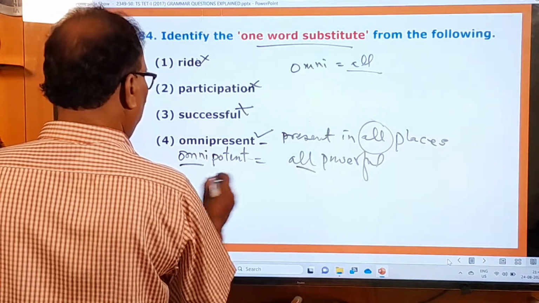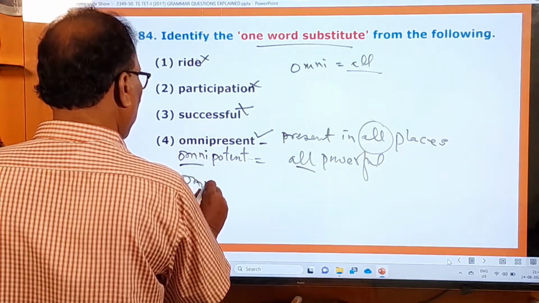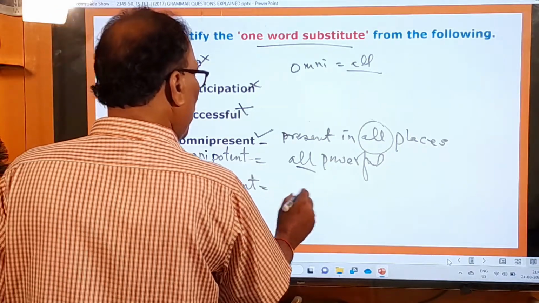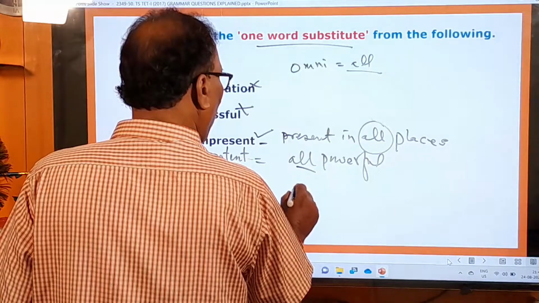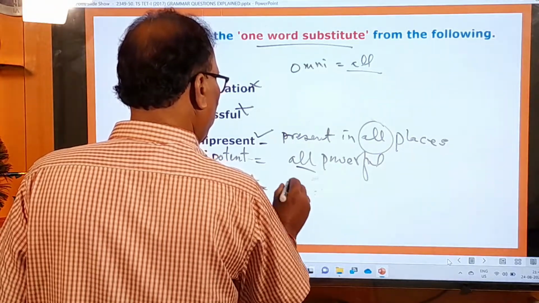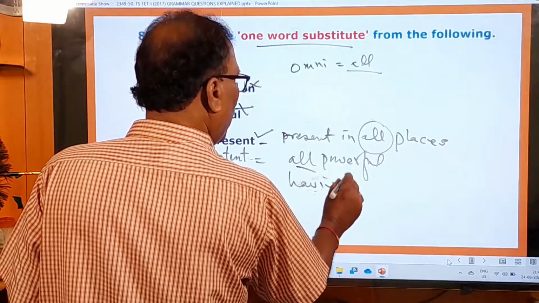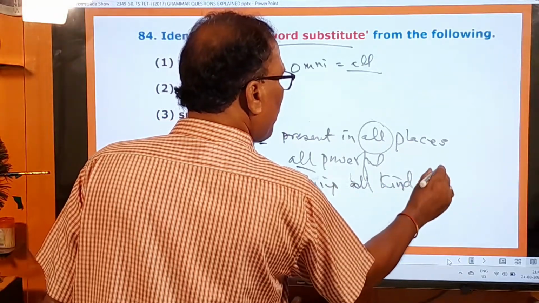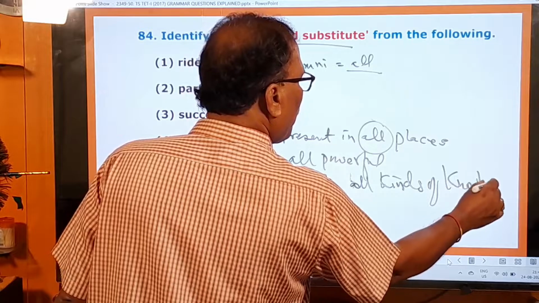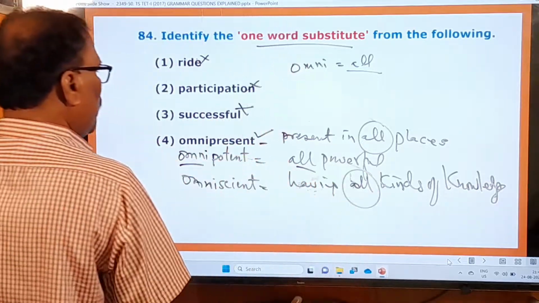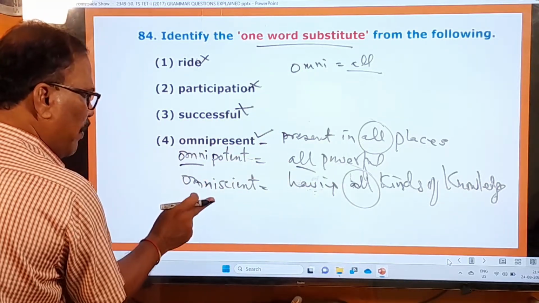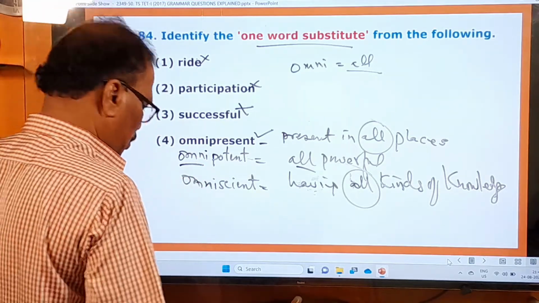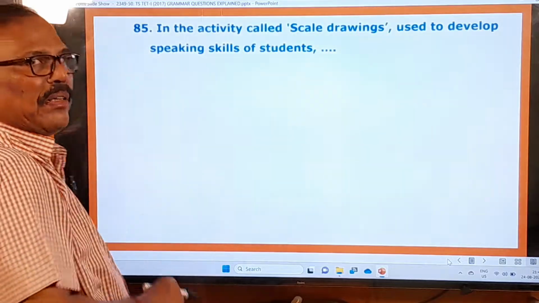Omni is always all. Omniscient. What is omniscient? All knowledgeable, having all kinds of knowledge. So omnipresent, omnipotent, omniscient. Please keep these words in your mind. These are all one word substitutes. Now the 85th one, let us see the 85th.